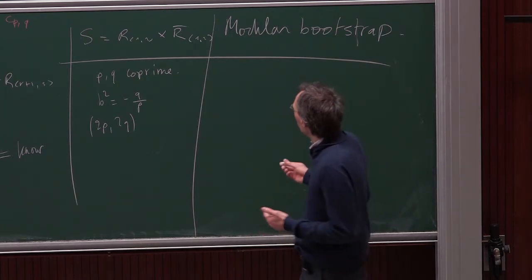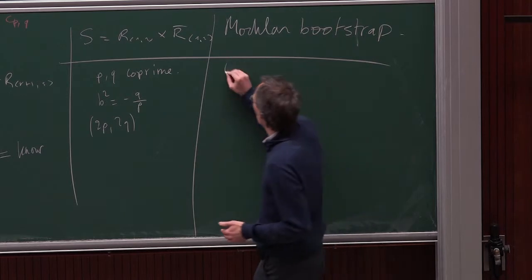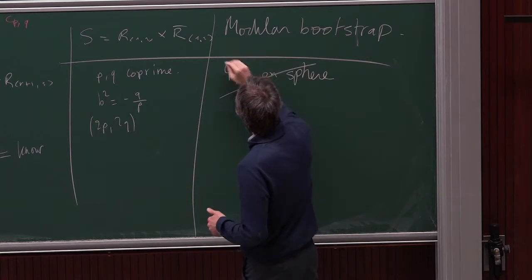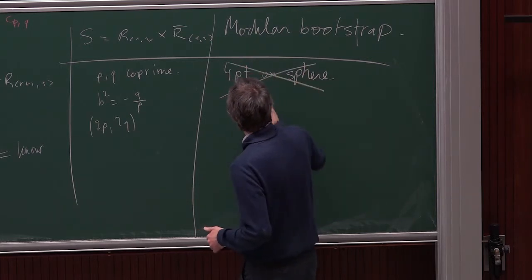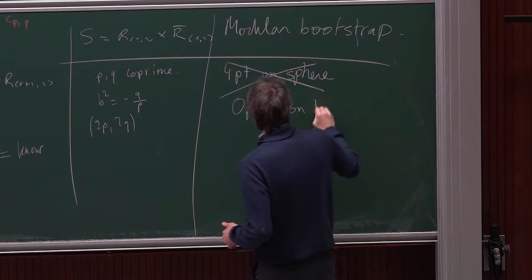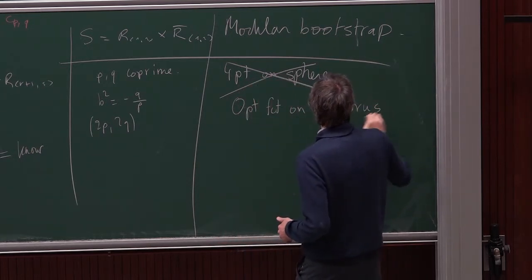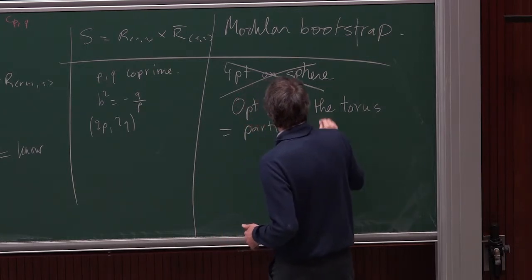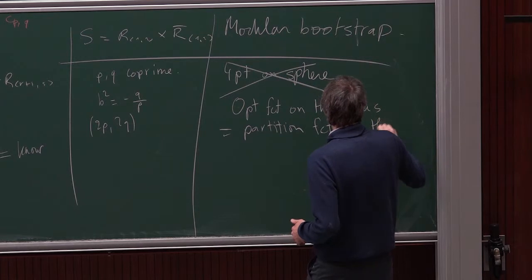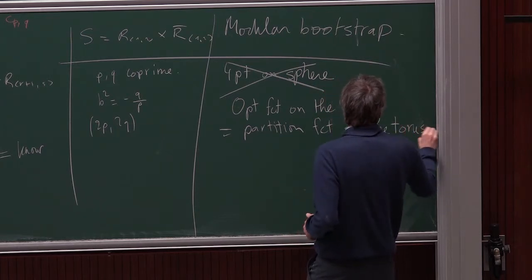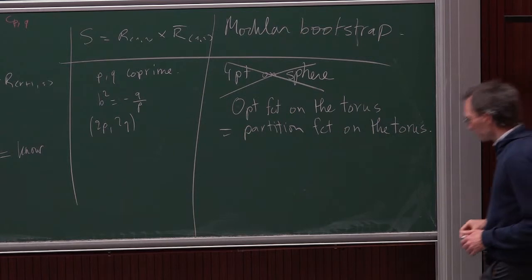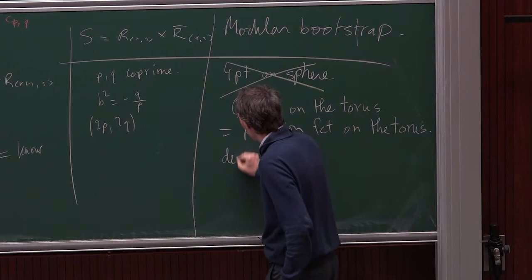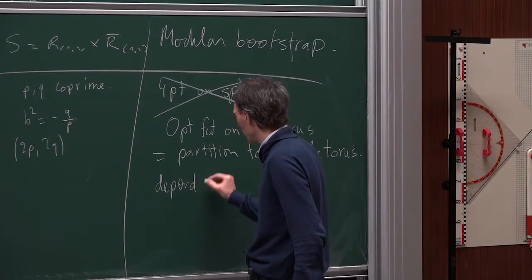The modular bootstrap, by definition, is to study not the 4-point function on the sphere, not this complicated object, but the 0-point function on the torus, which is the same as the partition function on the torus. And this makes things much simpler because this quantity depends only on the spectrum, not on the structure constants.